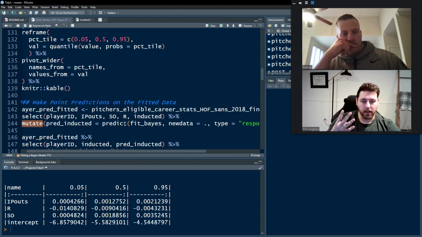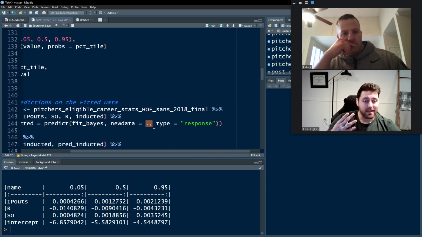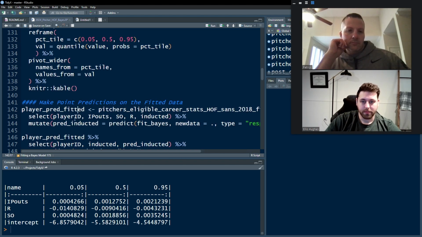And we're going to calculate using predict on the fit Bayes model, our fit model. We're going to drop in our new data set, and we're going to set type equals response. That's going to give us the probability of this player getting into the Hall of Fame based on our model, and we're going to assign that to pred inducted.